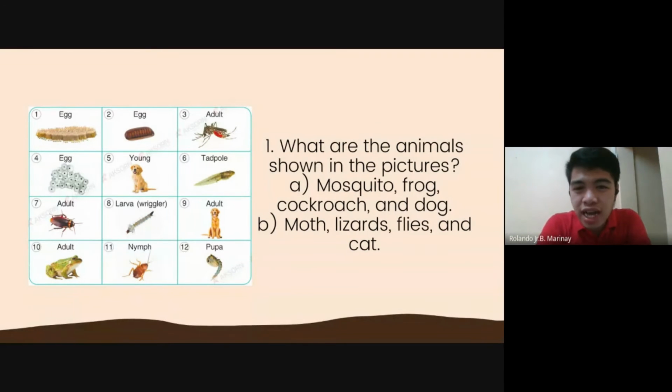Number 1, what are the animals shown in the pictures? Is it A, mosquito, frog, cockroach, and dog? Or B, moth, lizards, flies, and cat? So what is it? Is it A or B? If you want to answer, you can just unmute your microphone and answer, okay? Number 1. What is it? If you answer, you will have 3 points.